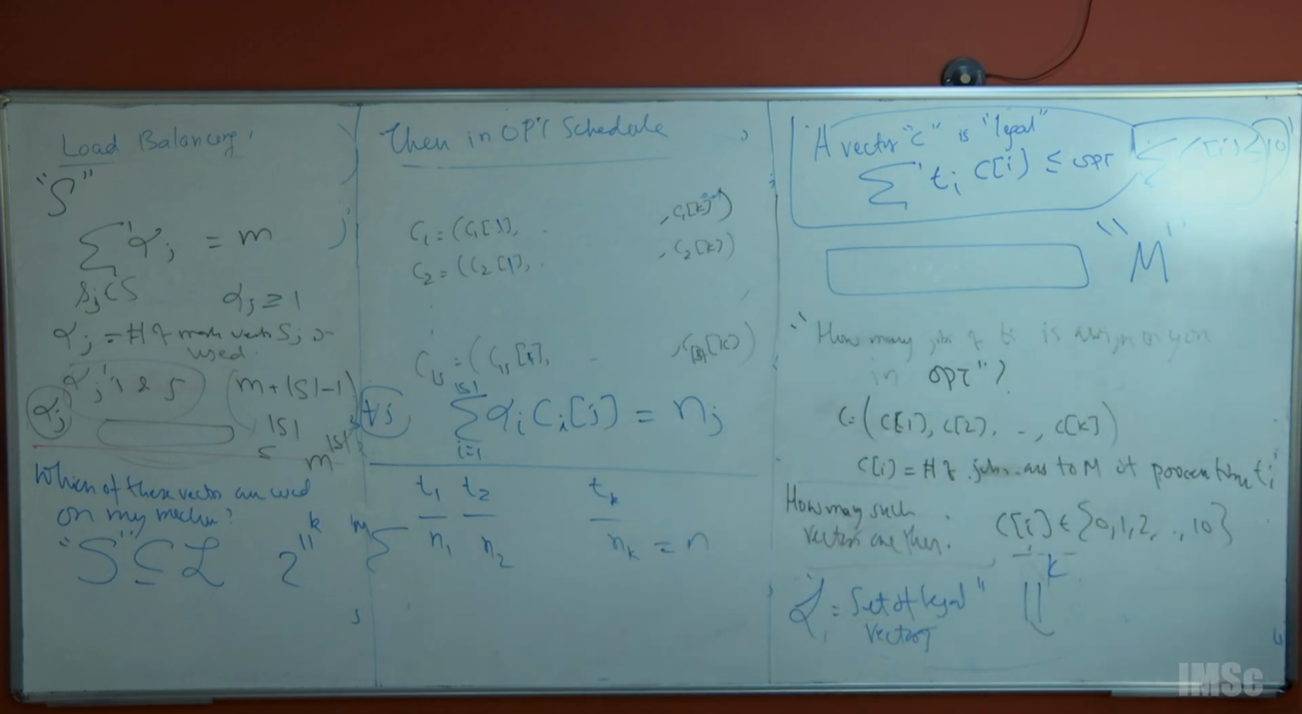So, what is the running time of this algorithm? The running time of this algorithm is m to the power of some function of k, right? This is such a bad algorithm. This is such a bad algorithm, no?